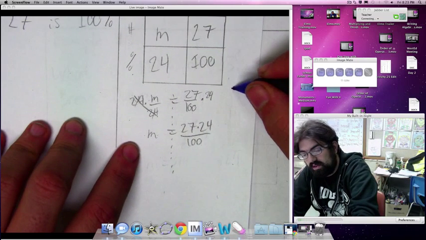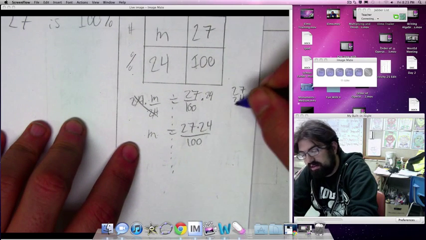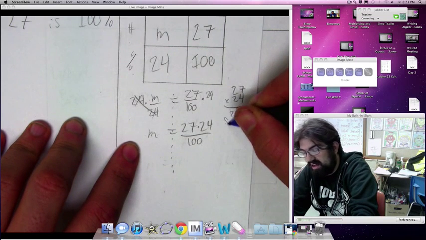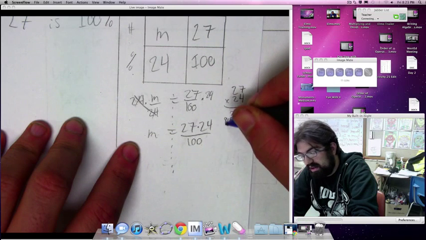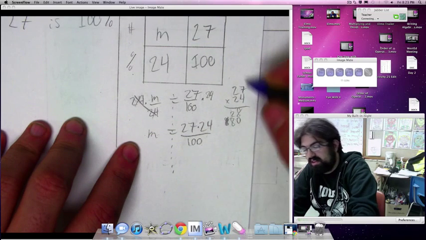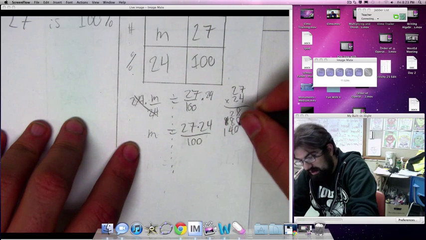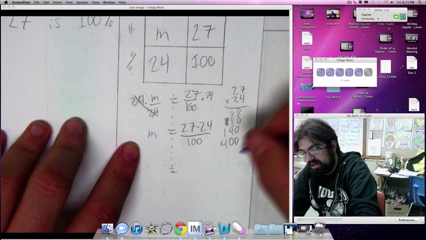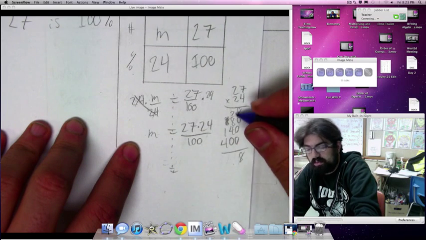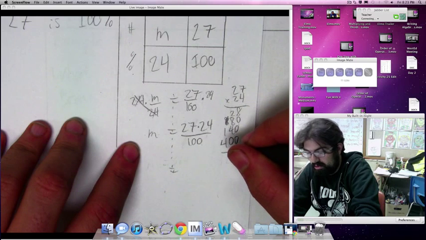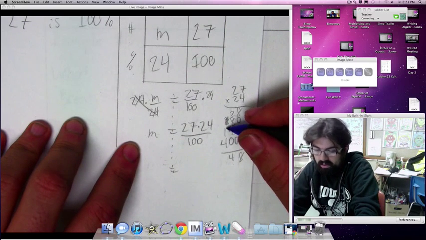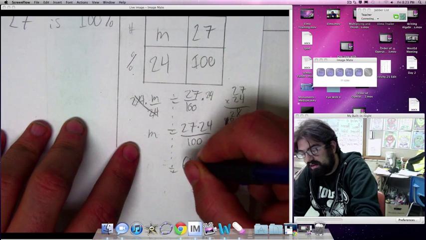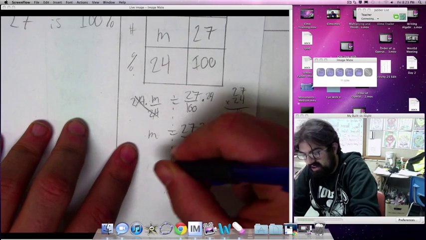So I'm going to do my little multiplication over here. 4 times 7 is 28. 4 times 20 is 80. 20 times 7 is 140. And 20 times 20 is 400. I'm going to add straight down, so I'm going to get 8. 2 plus 8 is 10, plus 4 is 14. Carry the 1. 1 plus 1 is 2. 2 plus 4 is 6. So this is 648 over 100, and of course I have m here.